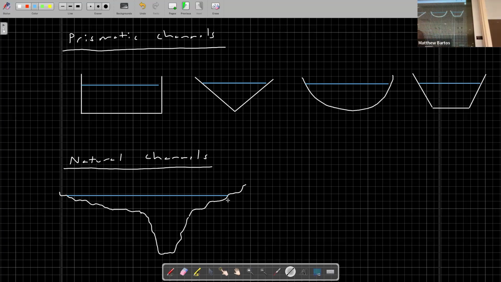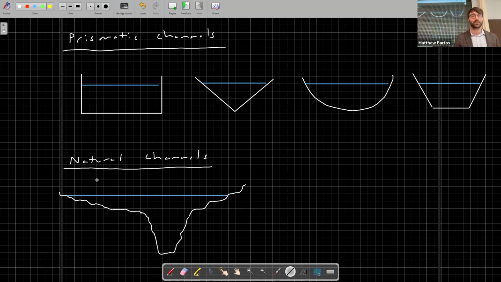So how might you go about determining things like the cross-sectional area or wetted perimeter for a natural channel like this? How do you think it's done in practice? You pick certain points and then maybe do a straight line fit between each of the two points. Yeah, that's pretty much exactly right.